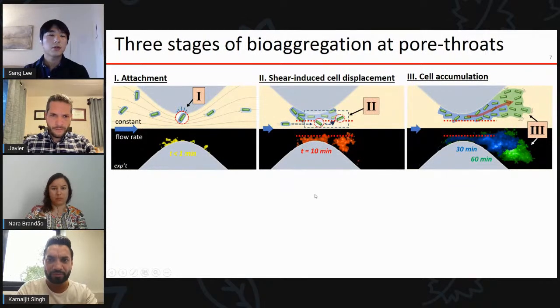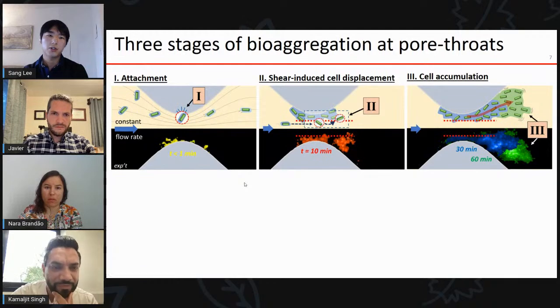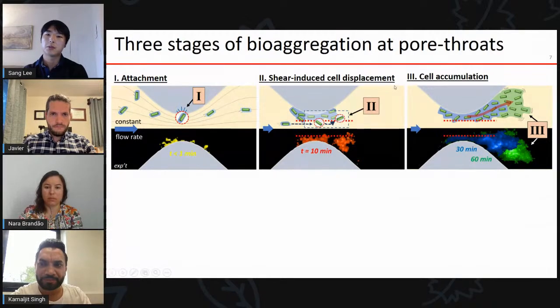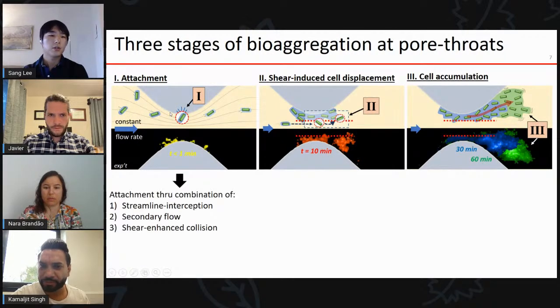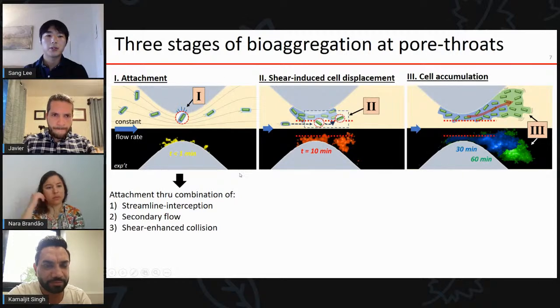And upon closer inspection of our data, we define there are 3 stages involved in this bioaggregation process. They are attachment, shear-induced cell displacement, and cell accumulation. In the first stage, the cells are preferentially attached at the pore throat through the combinations of these 3 flow structures that arise from the constriction and expansion feature of the pore throat.